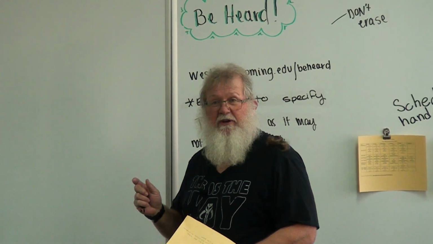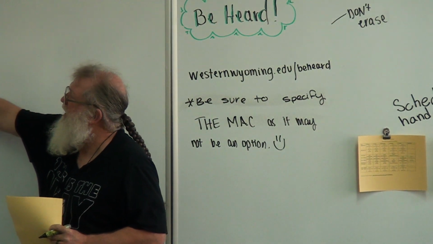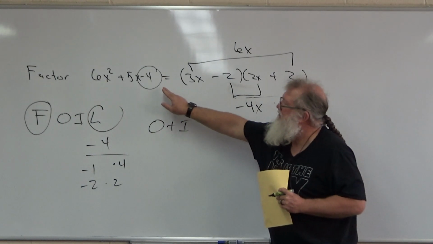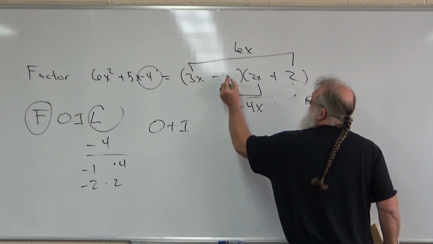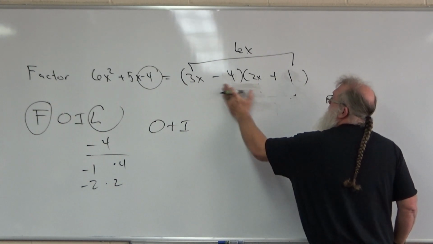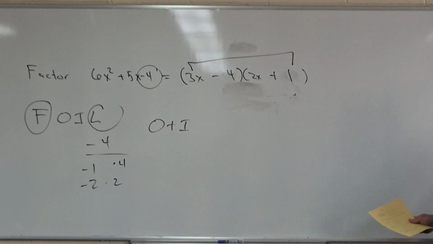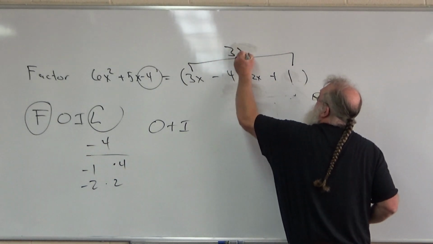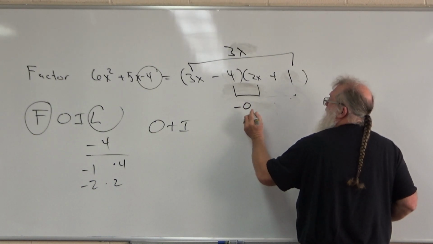In the FOIL method, there are some rules that we can use. For instance, notice there's a common factor of 2 here. I knew that couldn't work because there was no common factor of 2 here. So maybe I try a 4 here and a 1 here, and let's see what happens. First times first, 3x times 1 is 3x. Inside times inside, minus 4 times 2x is minus 8x.